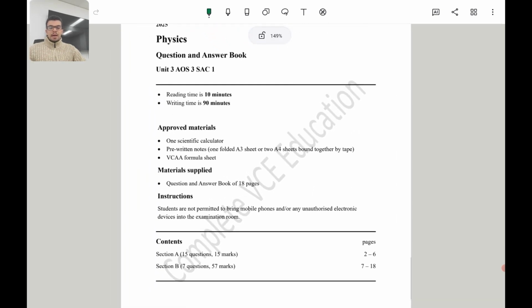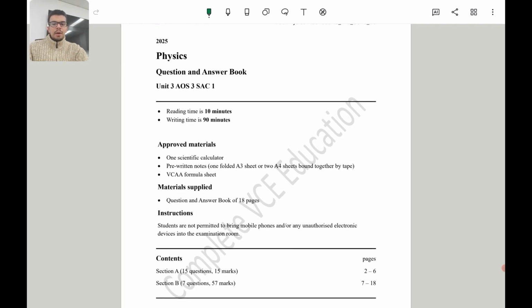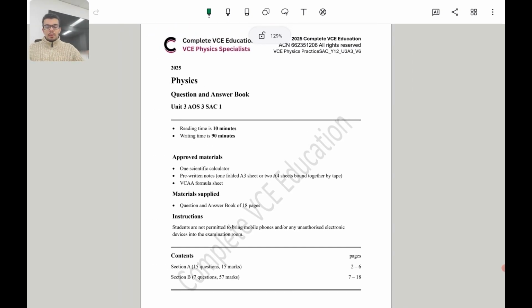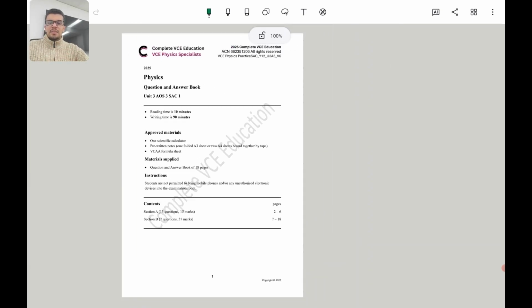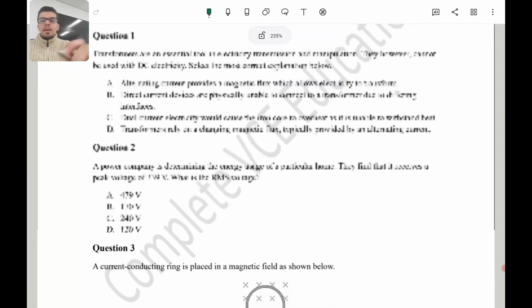Now this paper has 15 multiple choice questions and 7 short answer questions with the total time being 100 minutes. So it's a fairly long SAC. Most SACs from schools are only 60 minutes long. But this means that there's ample opportunity for you to practice. Okay, so without any further waiting, let's get started with question number 1 in the multiple choice.